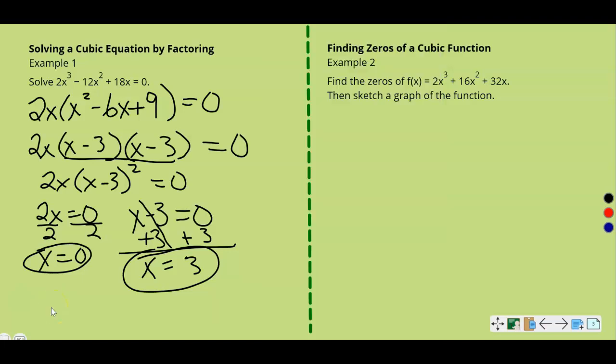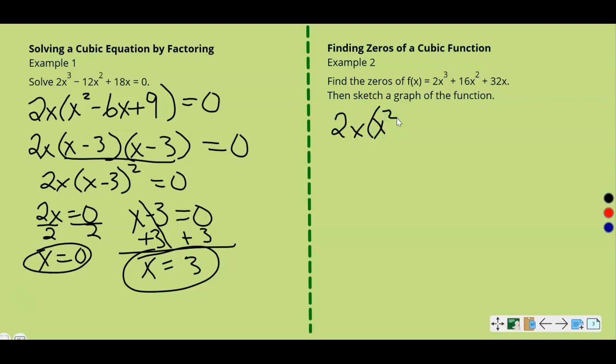Example 2, finding zeros of a cubic function. Find the zeros of f of x equals 2x cubed plus 16x squared plus 32x. Then sketch a graph of the function. All right, so this one is similar to example 1 in the fact that all of these numbers are even and they all have the same variable in common. So the first thing I'm going to do is factor out my greatest common factor again. I'm going to pull out 2x.